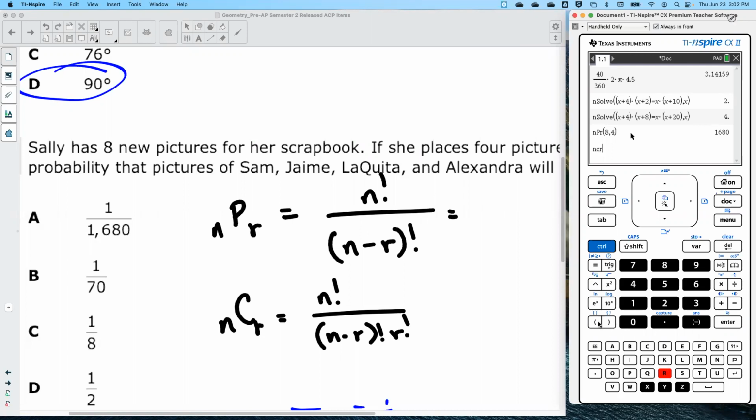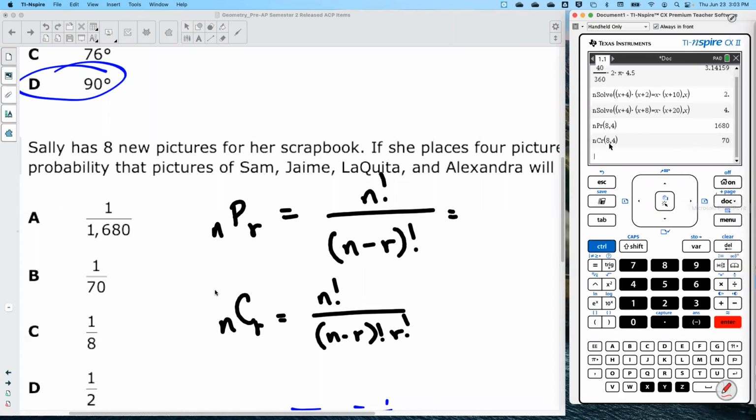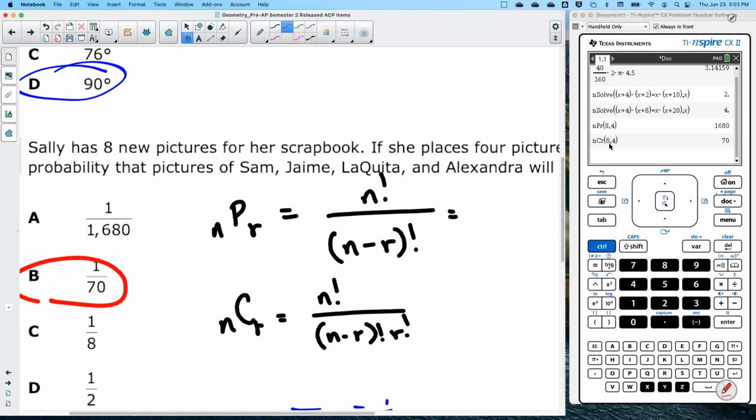When you use the calculator, the N comes first. That's what that is, and then comma your R. The R is 4. The N has to be 8. You got 70? Yes. Perfect. Answer is 1/7. Yeah, it was NCR. It has to be combination.